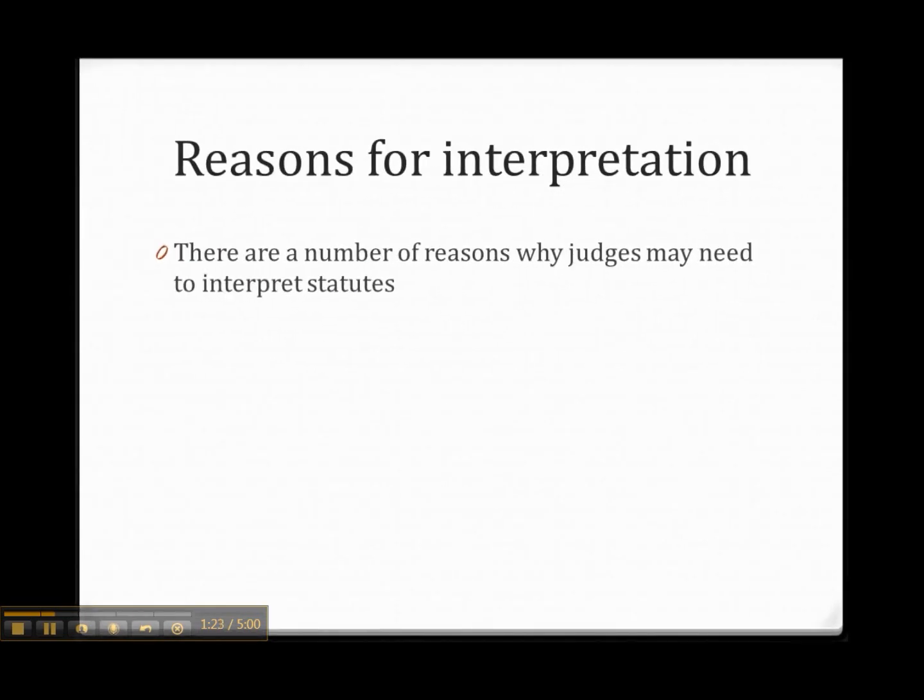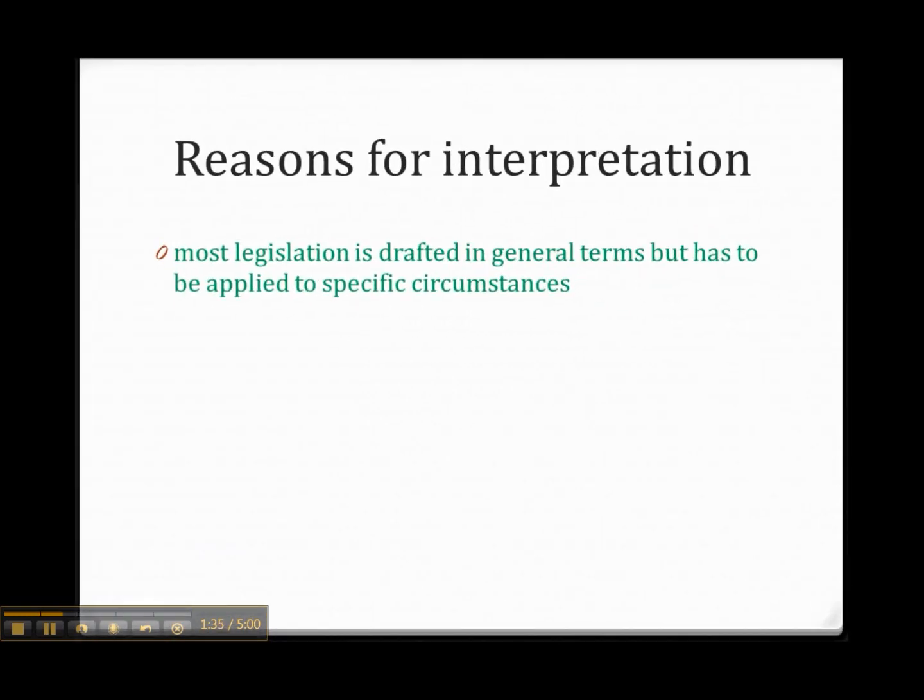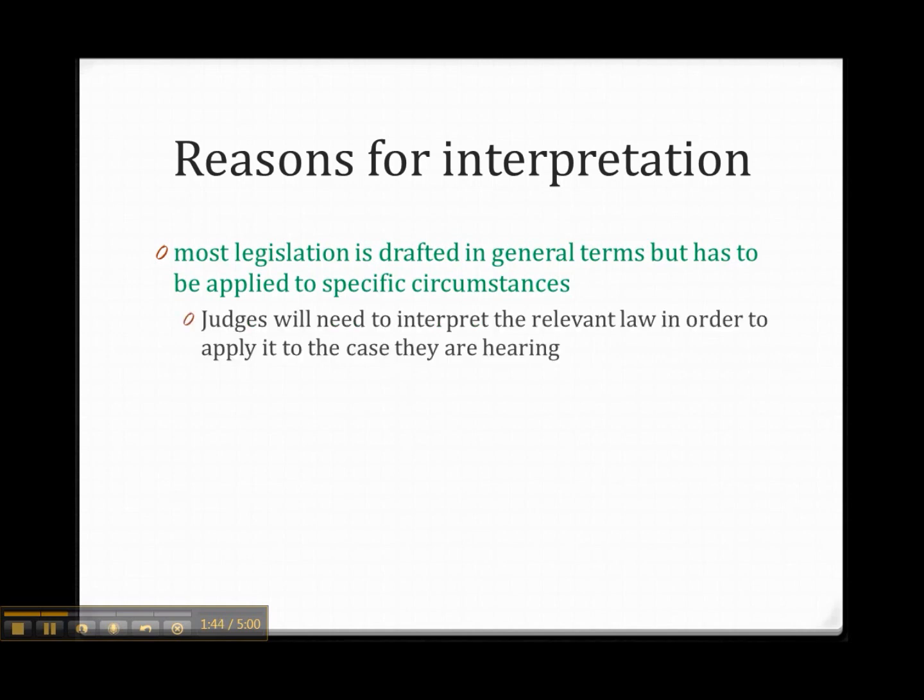There are a number of reasons why judges may need to interpret statutes, and as I said, it's important that you must know at least two reasons and be able to explain them clearly. First reason that we look at is that most legislation is drafted in general terms, but has to be applied to specific circumstances. So judges will need to interpret the relevant law in order to apply it to the case they are hearing.